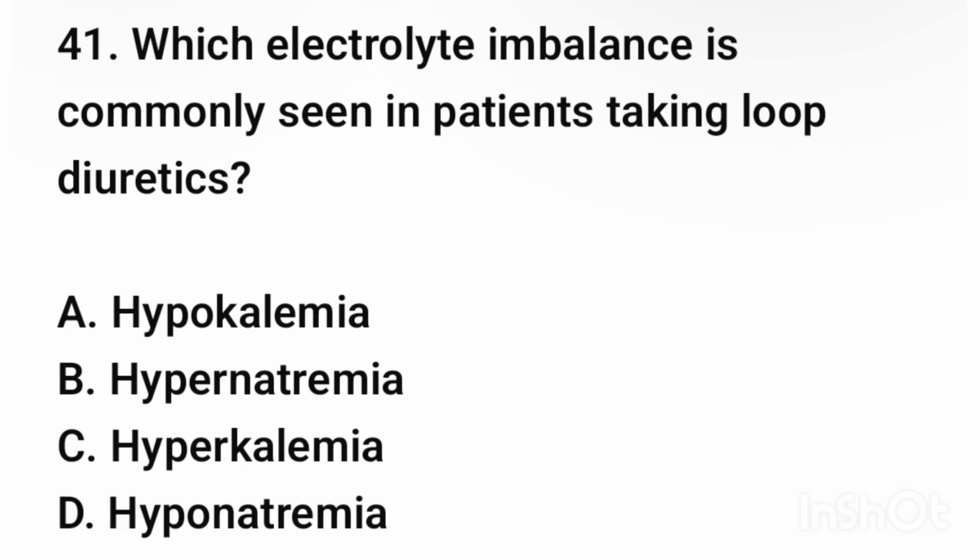Question number 41. Which electrolyte imbalance is commonly seen in patients taking loop diuretics? The correct answer is option A. Hypokalemia.